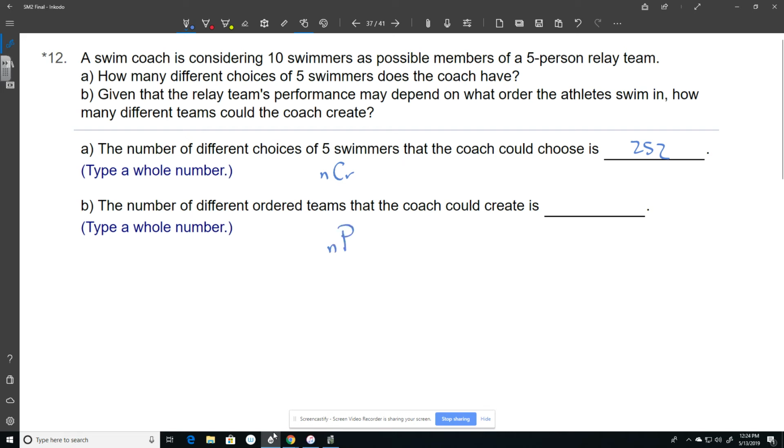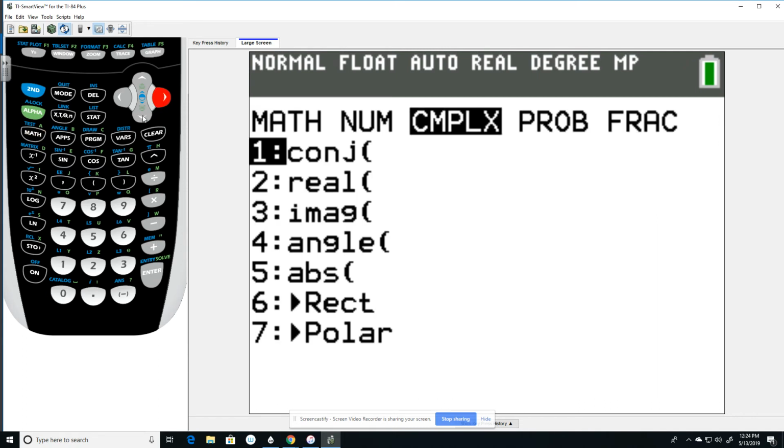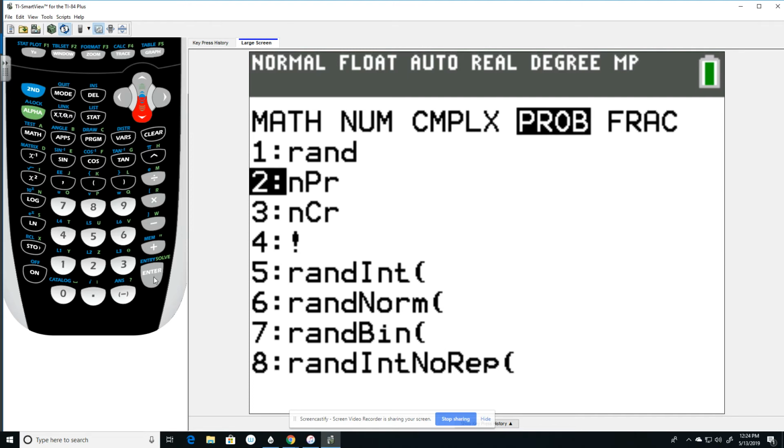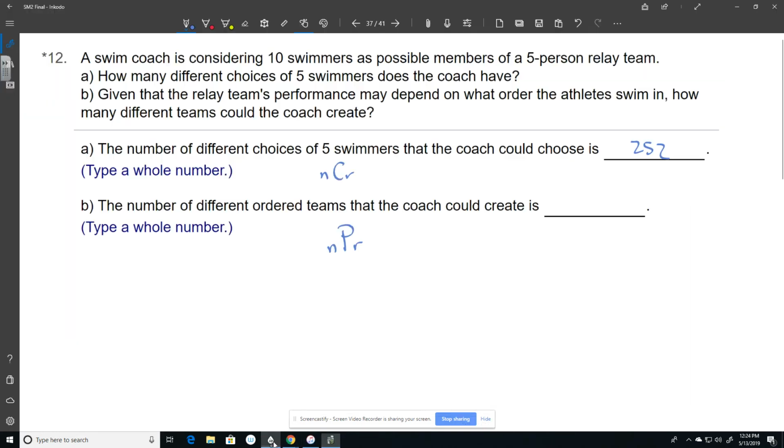So instead of NCR, I'm going to use NPR. And out of 10 swimmers, I'm still choosing 5. But this time I'm going to use NPR since order matters. So 10 NPR 5 gives me 30,240 possible teams. So if I was picking 5 people, there's 30,000 different ways I could have those 5 people set up to race this race. Okay, so 30,240. Again, if you know the formula, well, this one you don't even need to know the formula. You just let the calculator do the work for you.